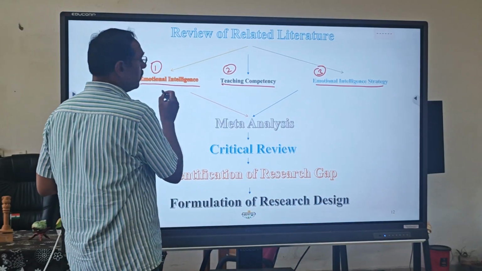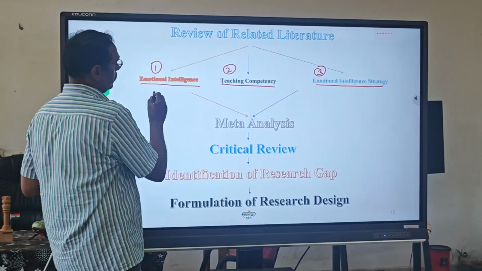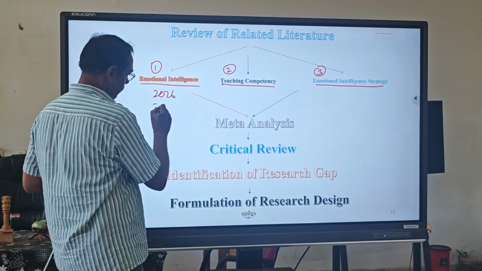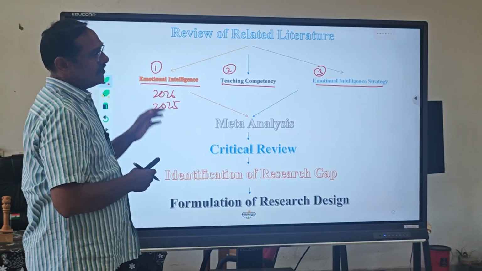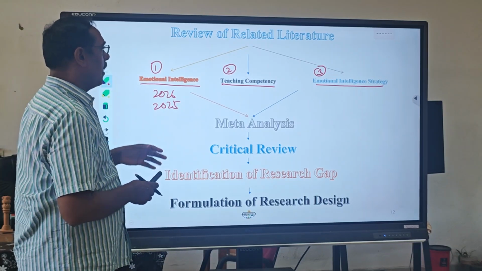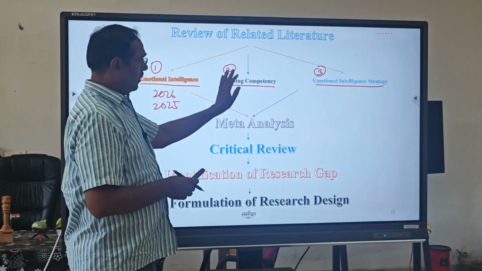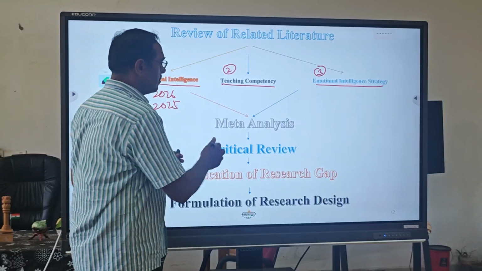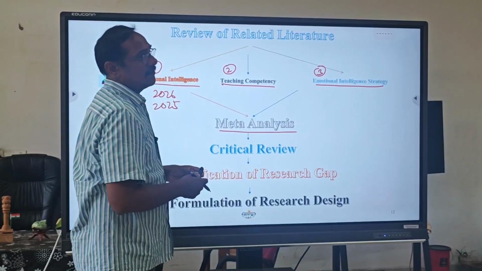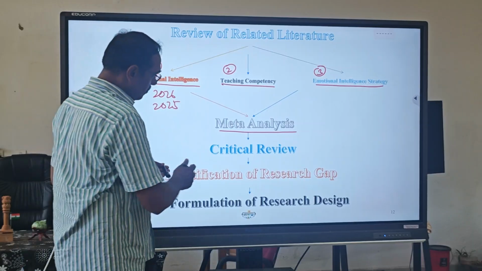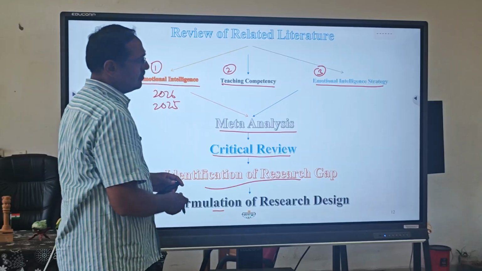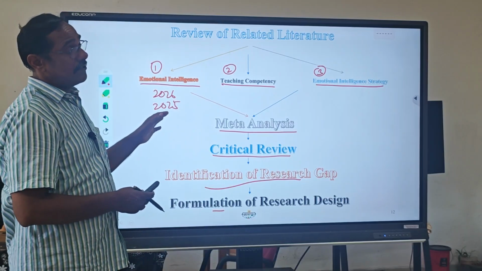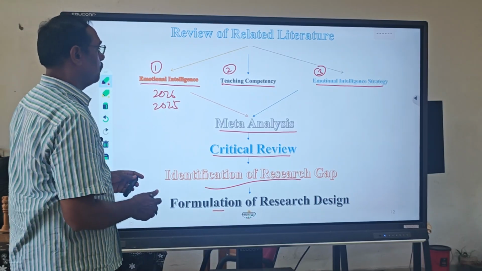Generally, you have to give them in descending order. So 2026, then 2025. Arrange your researchers in descending order, and then you can give. After this, second, then third, and then you come to this title, meta-analysis, and then critical review. So these are the titles of the subtitles in chapter 2.